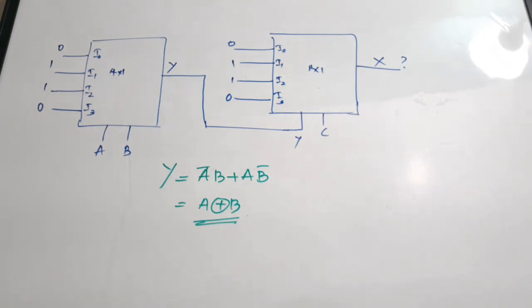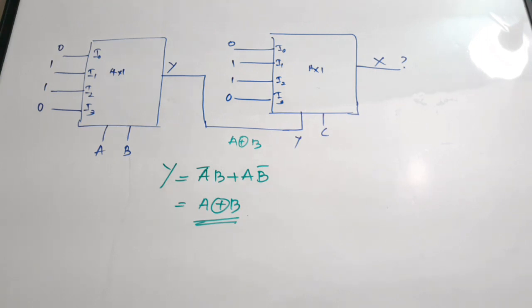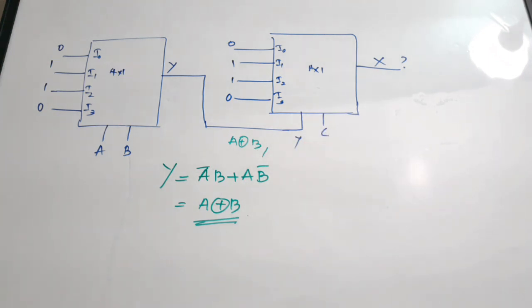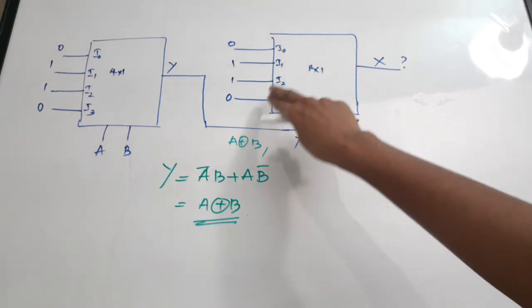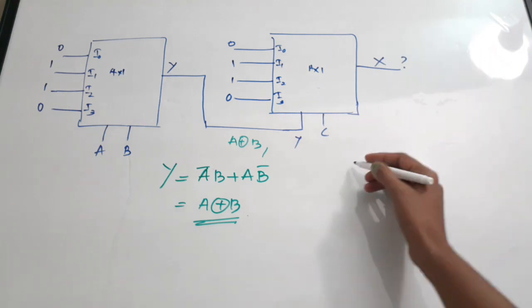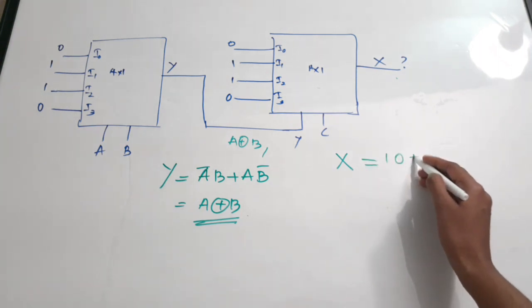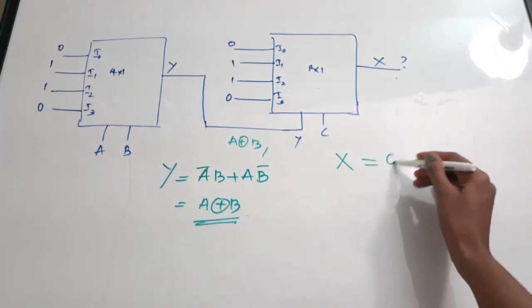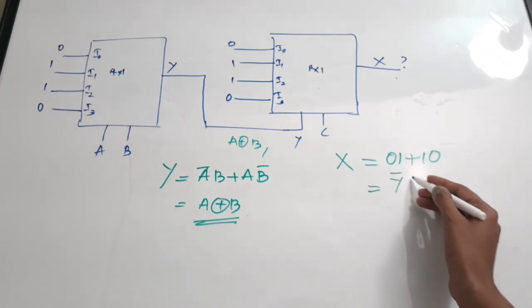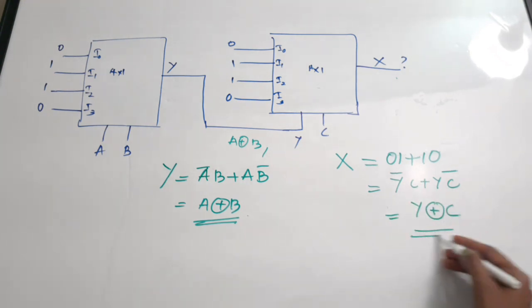So this output, which is A XOR B, is getting passed on to the select line of the second MUX. For a moment we'll ignore the fact that Y is A XOR B, and just consider it as Y. So the select lines are Y and C. Here also, only for I1 and I2 the inputs are 1, and for the rest of the inputs the value given is 0. So your output X, the output of the second MUX, will be 1 for the 0 1 combination plus the 1 0 combination of the select lines only, or you can write it as Y bar C plus Y C bar. This again is equal to Y XOR C.